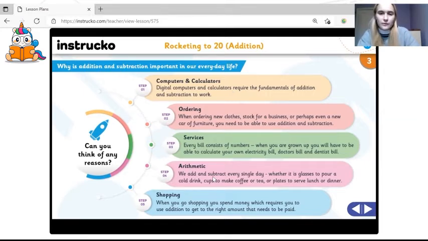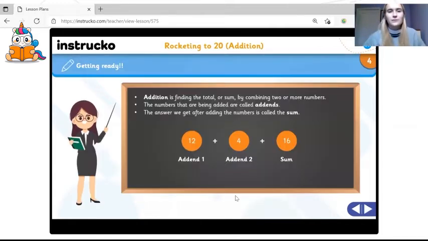Addition is also useful for mental arithmetic, so this could be knowing how many glasses to pour at a drink or how many plates to serve for lunch or dinner. Okay, and our final step is shopping. Addition is also really useful when we go shopping, and we can use addition to know what the right amount is that needs to be paid when we're paying for our shopping. Okay, so that was really good.